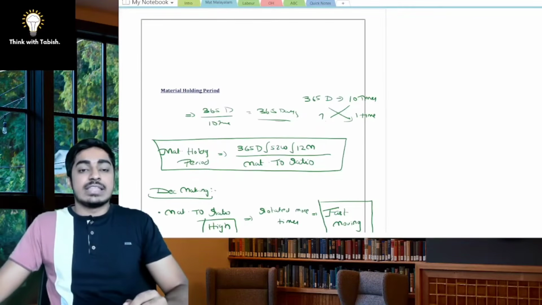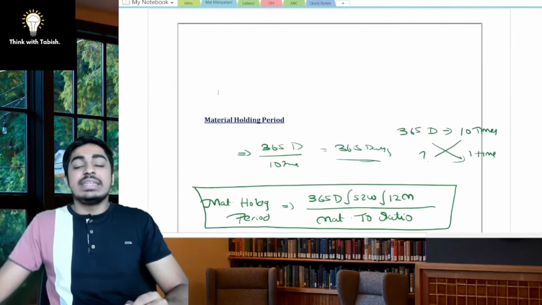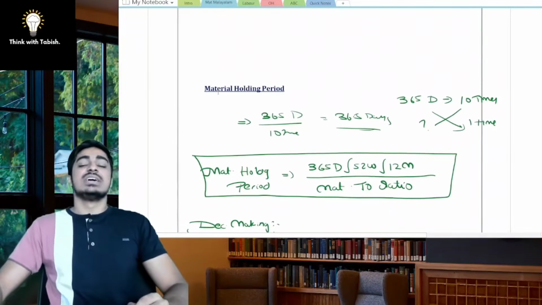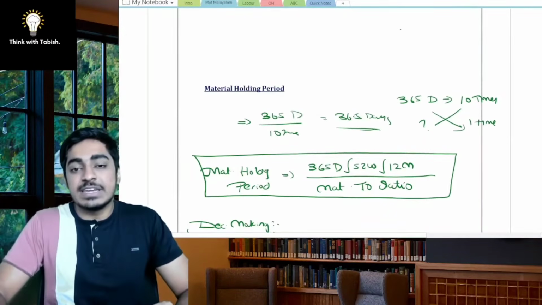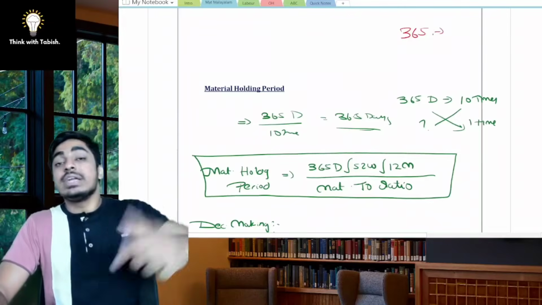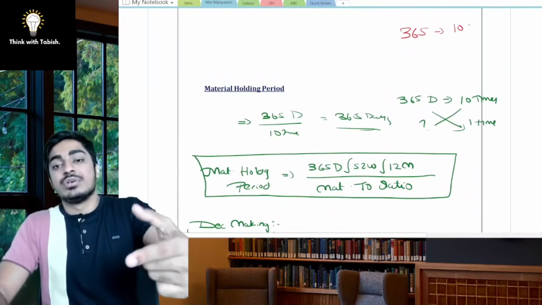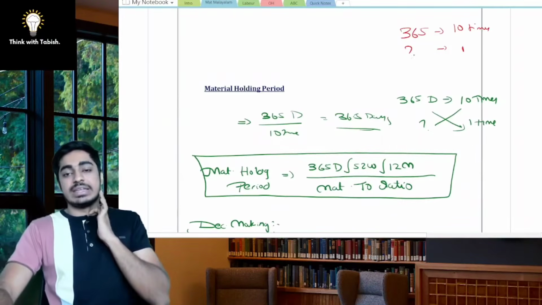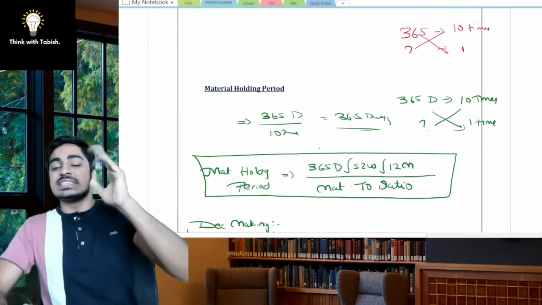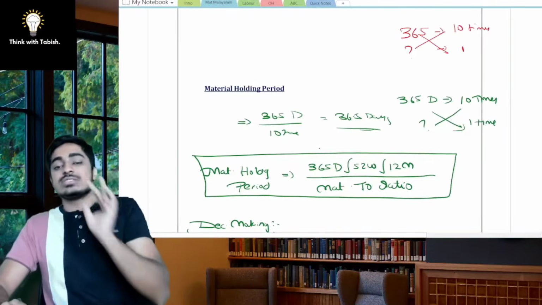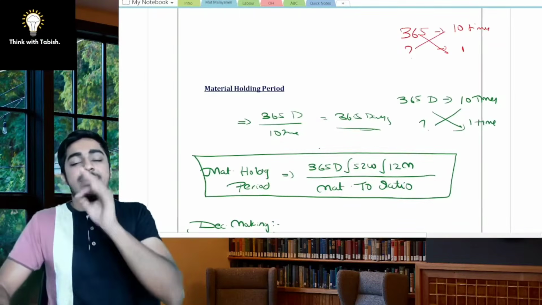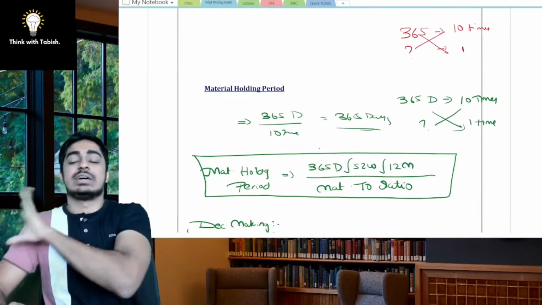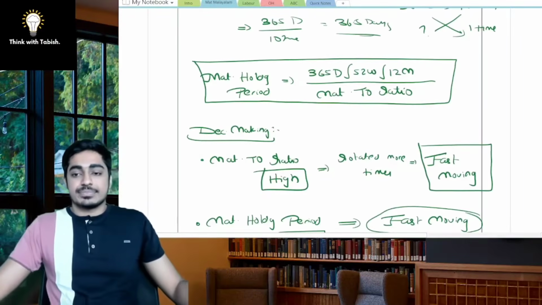We have another small concept, that is material holding period. Suppose in 365 days in a year, I have rotated the material 10 times. So for one time, how many days have I held the material? How do I get it? It is 365 days, or 52 weeks, or 12 months, divided by material turnover ratio. Clear?